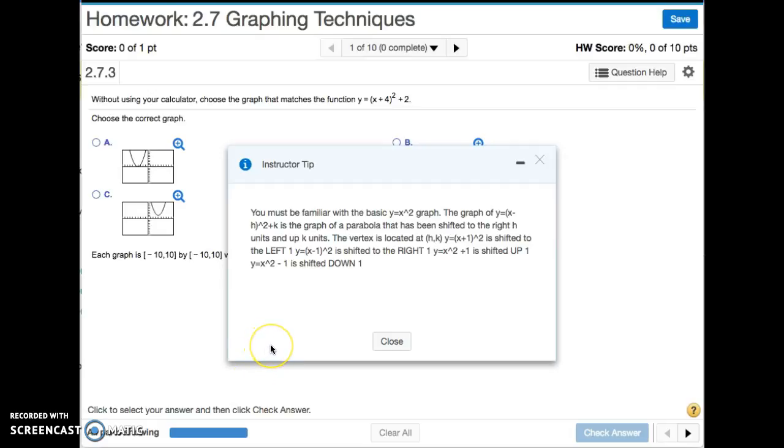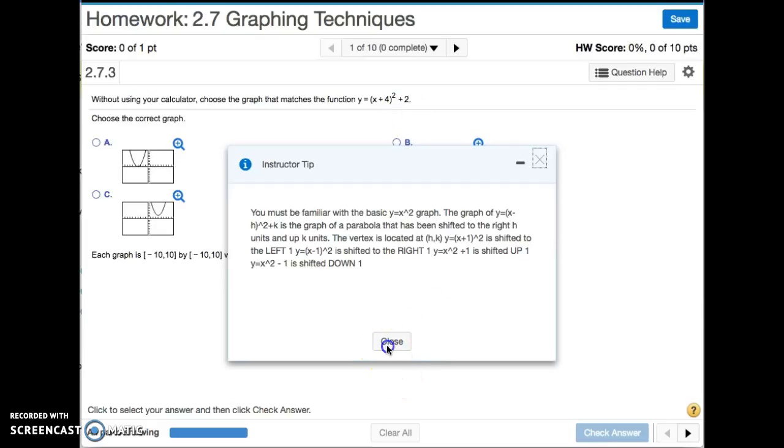And with the plus 4 in the parentheses, that means the parabola has been shifted to the left 4 units. And the plus 2 outside of the parentheses means that the parabola has been shifted up 2 units. So the vertex of this parabola is (-4, 2), and this parabola opens up.